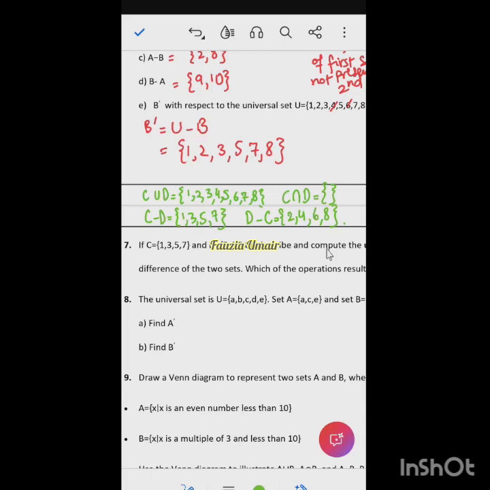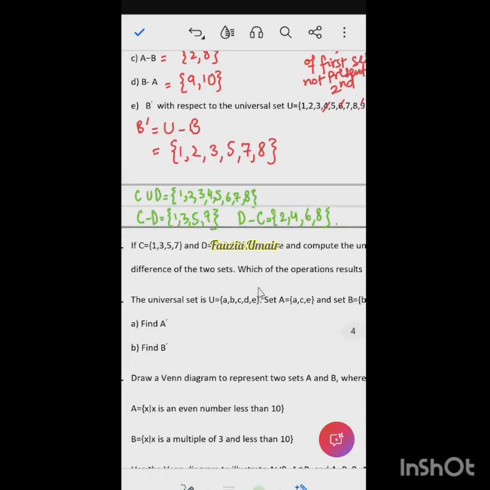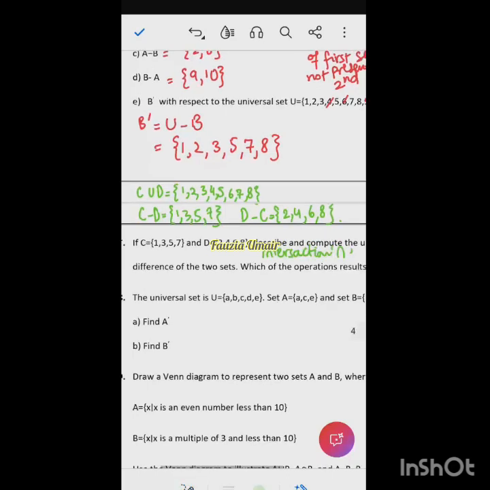Intersection, right? So you need to write down that the intersection resulted in an empty set. Okay. So now moving on to question number 8.